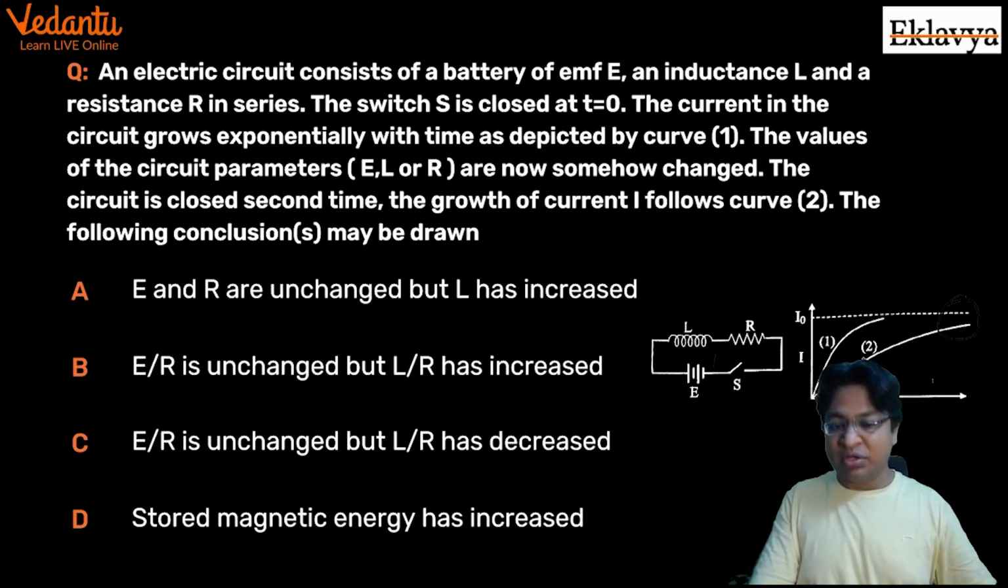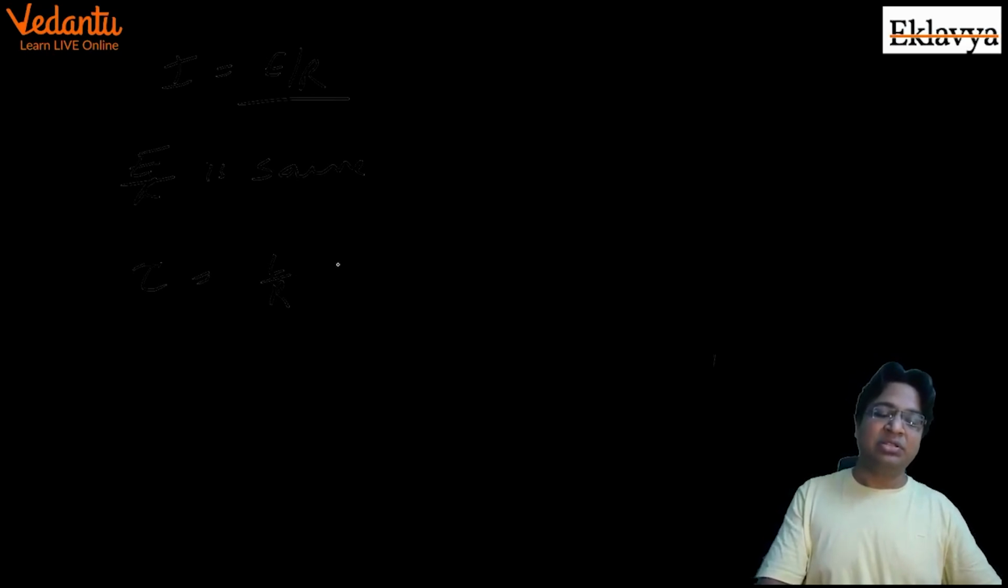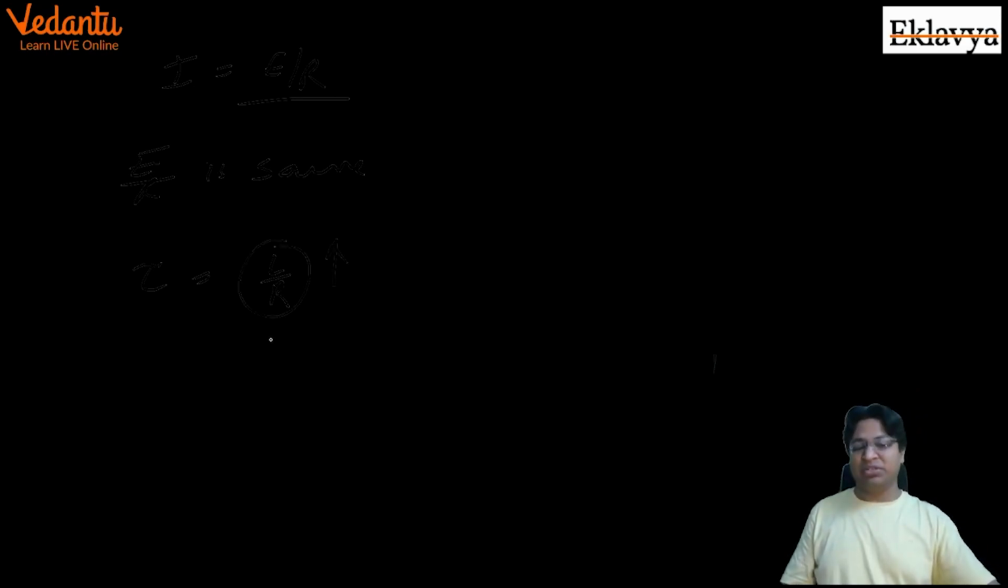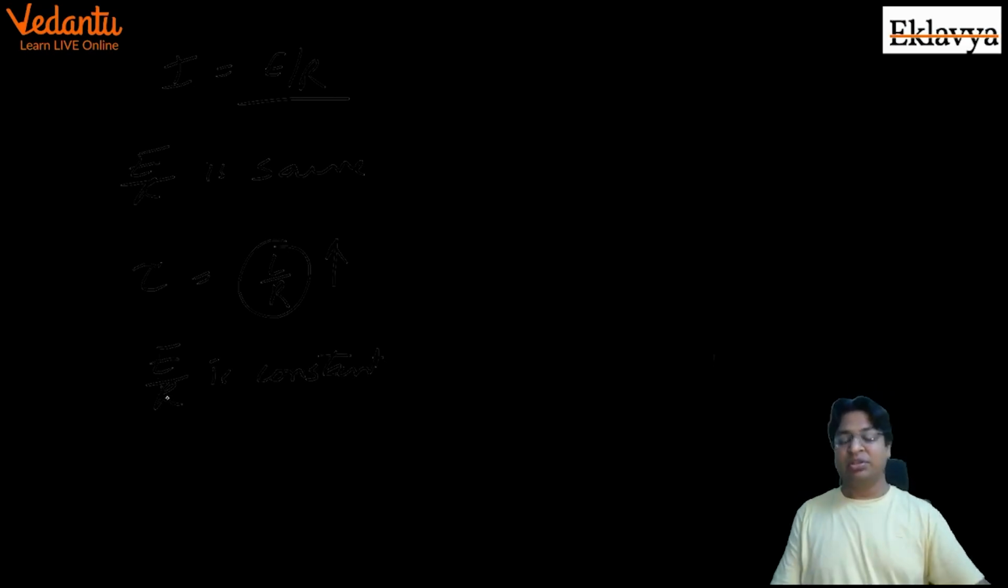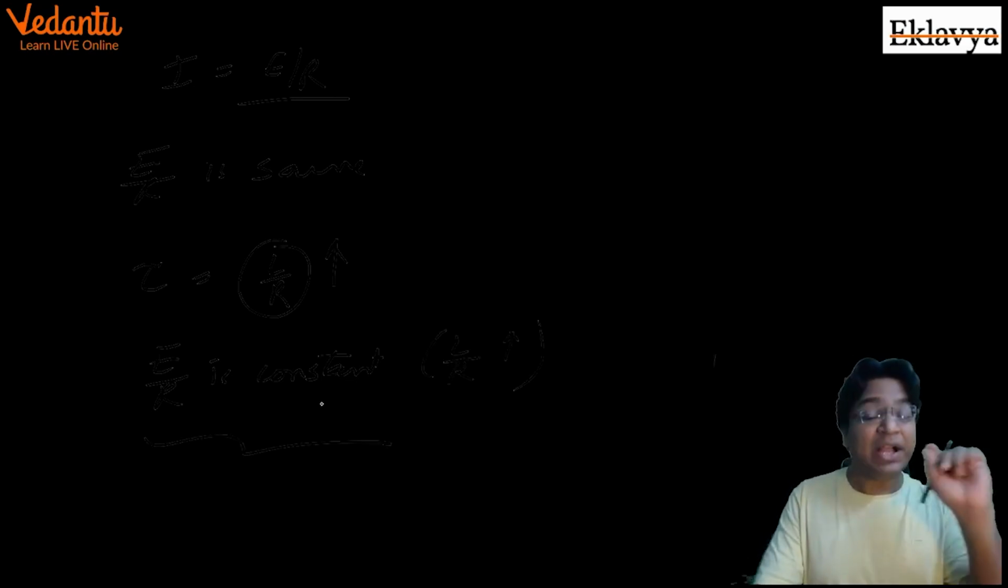But the growth of current has slowed down. The time constant is written as L by R. If the growth has slowed down, then the time constant must have increased. So this L by R ratio must have increased. So what we can conclude from the graph is that E by R is constant. We are not saying that E is constant or R is constant, we are saying that their ratio is constant. There might be a situation where both have become half, and then L changed correspondingly to ensure that L by R has increased, so the time constant has increased. This is what we can conclude.